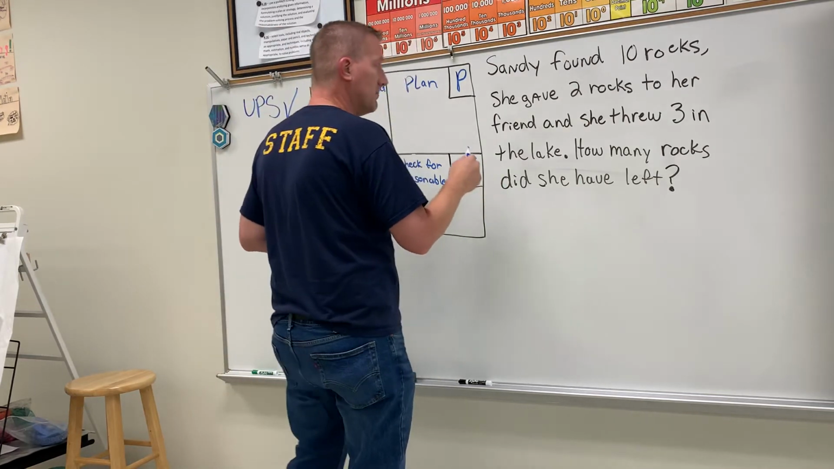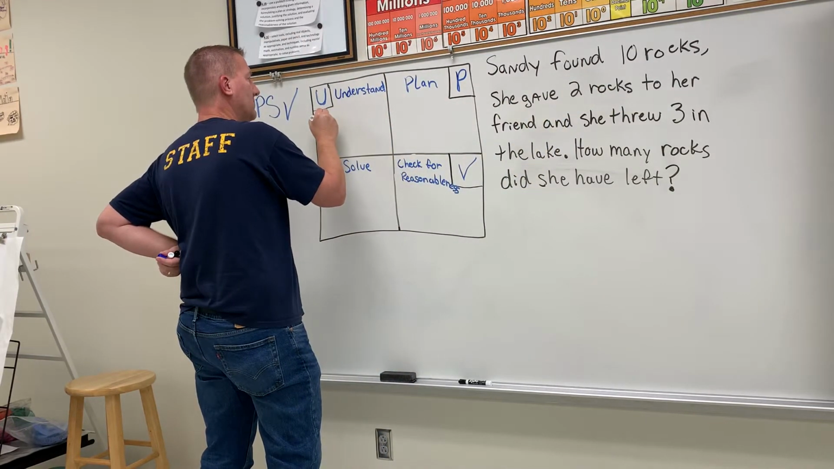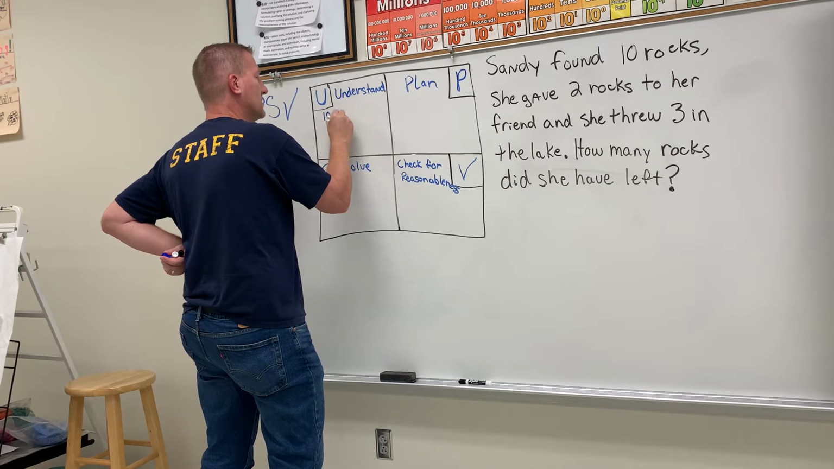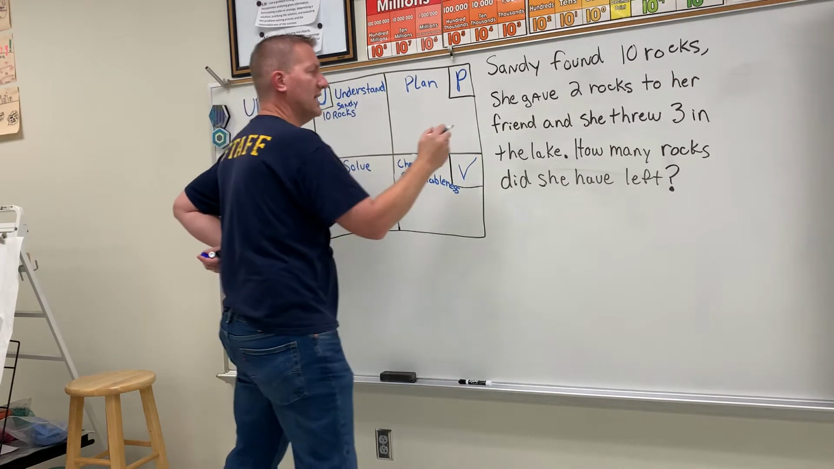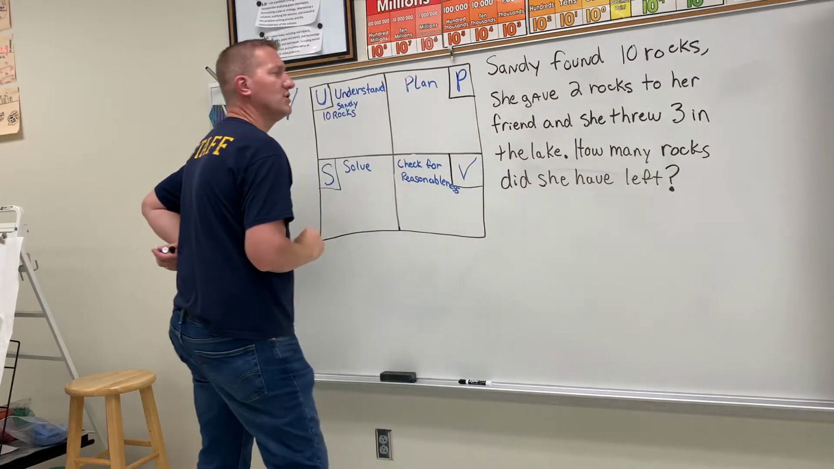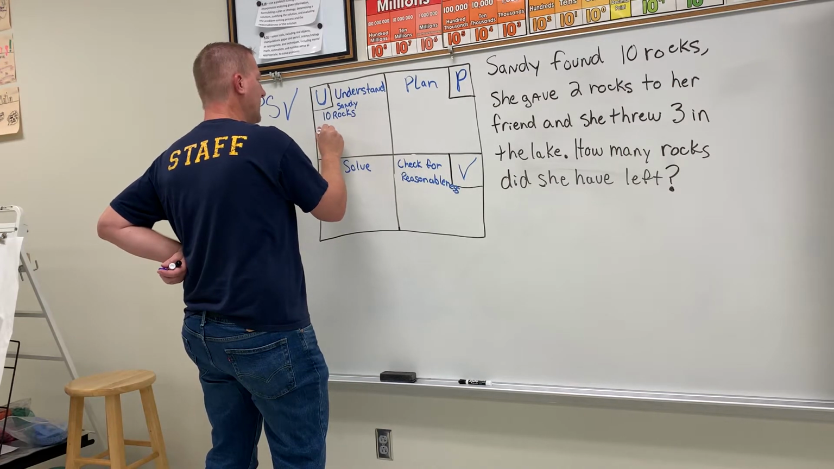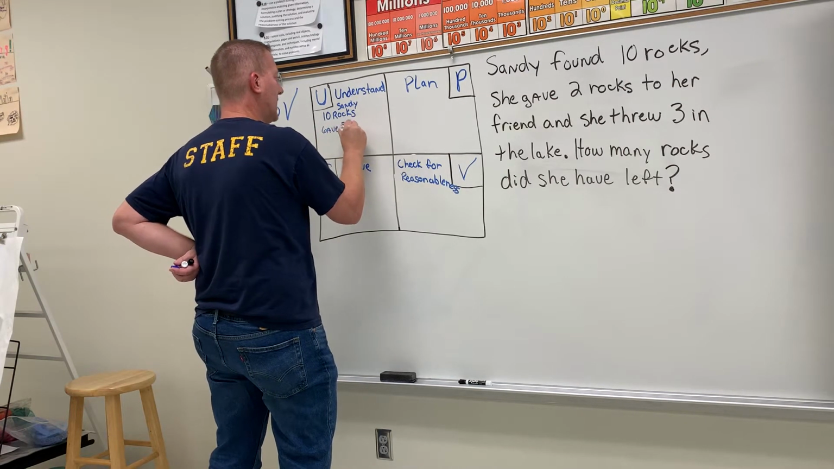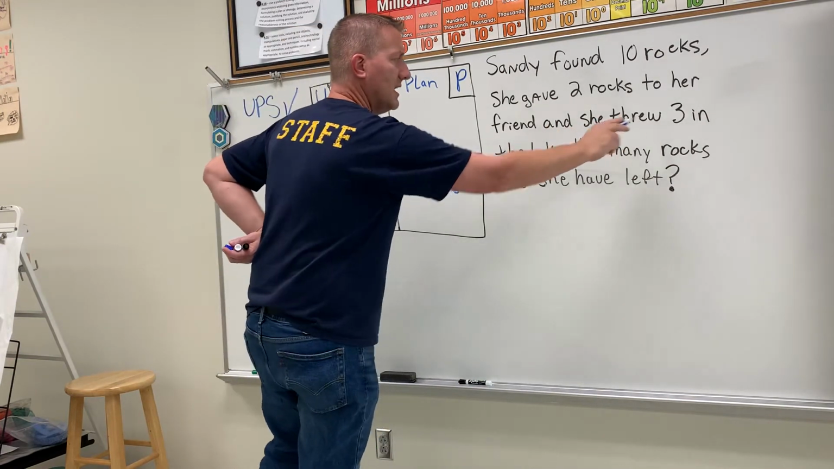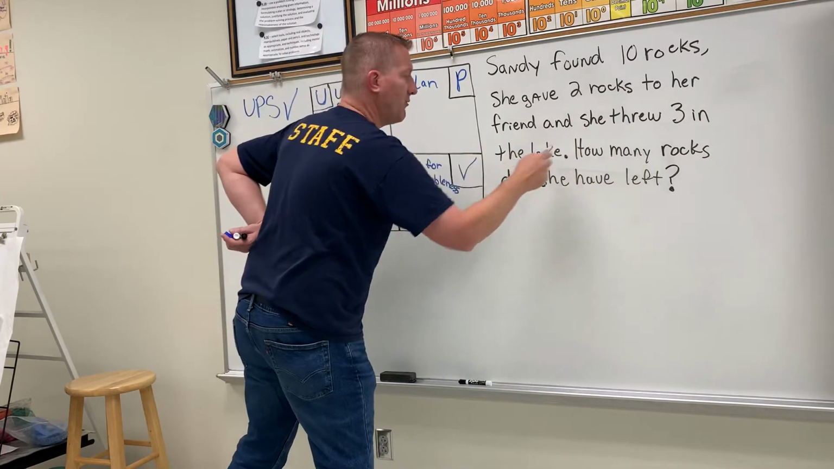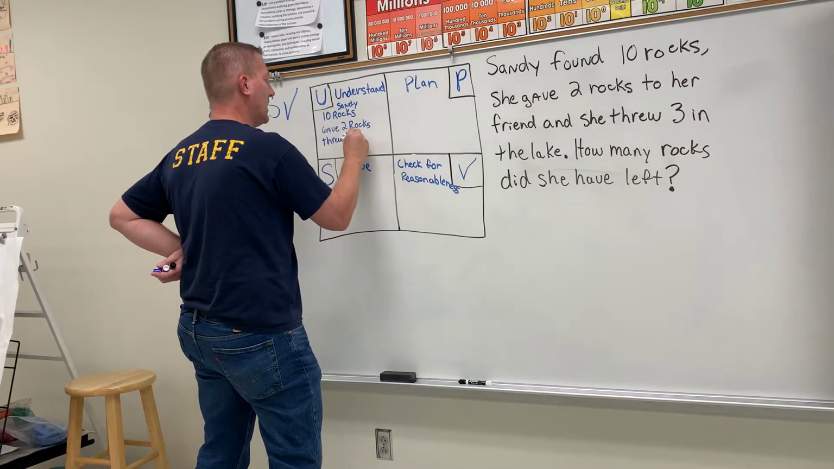Okay, so Sandy found 10 rocks. So I'm going to write 10 rocks, and I'm going to put Sandy. So she found 10 rocks. She gave 2 rocks to her friend. So I'm going to write gave 2 rocks, and that's all I'm going to write. I'm not going to write anything else. And she threw 3 rocks in the lake. So I'm going to write threw 3 rocks.